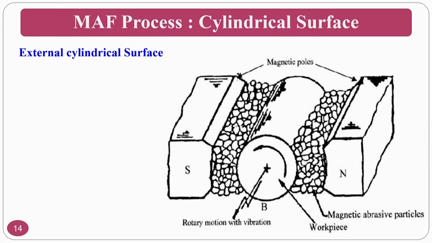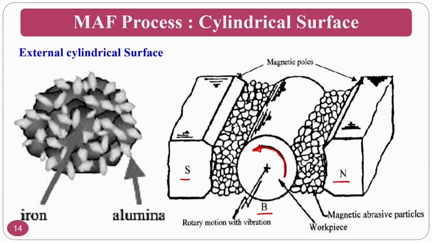Now, if I want to see it for cylindrical surfaces, how does it look? Now for the cylindrical surface, I have the south pole, I have the north pole, and field lines will always transfer from north to south. And you have the workpiece. The workpiece is given rotation, and because of this chain formation where the abrasive particles are there as well as your CIP particles, because of this relative motion, what will happen? The external surface of the cylinder will be finished.